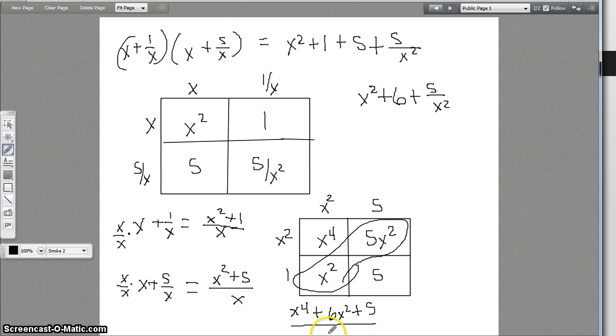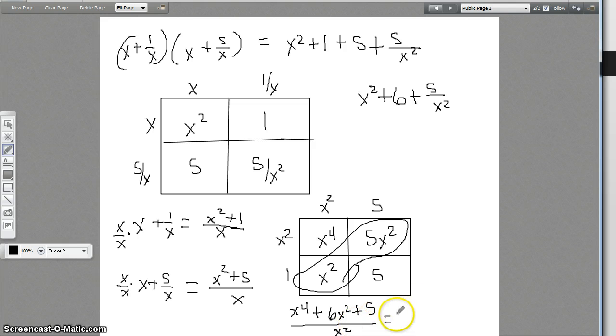We're going to have a common denominator of x squared. And the reason why that's true is because we're going to be multiplying x squared plus 1 over x times x squared plus 5 over x. What we have in our grid is the product of x squared plus 1 and x squared plus 5. In the denominator, we need the product of x and x, which is x squared. And then we can divide x squared into each of these terms.